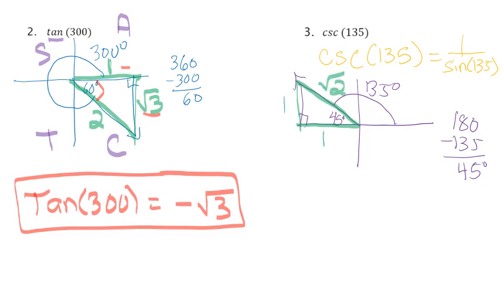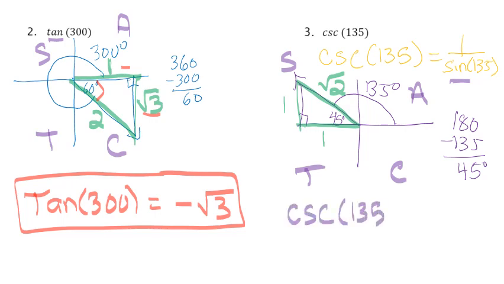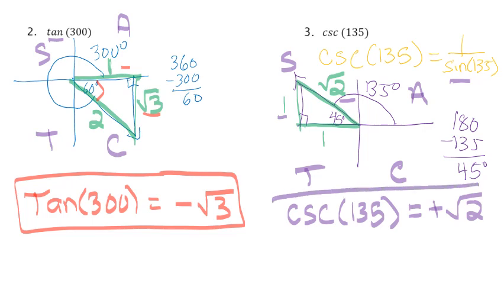If I think of my signs, I'm going to have All Students Take Calculus, or all Slurpees taste cold. Sine is actually positive in this quadrant. So my cosecant is also going to be positive. So I'm going to put a little positive so I remember. And sine is opposite over hypotenuse. So cosecant is the reciprocal, so that'd be root 2 over 1, or just simply root 2. And that would be my answer.